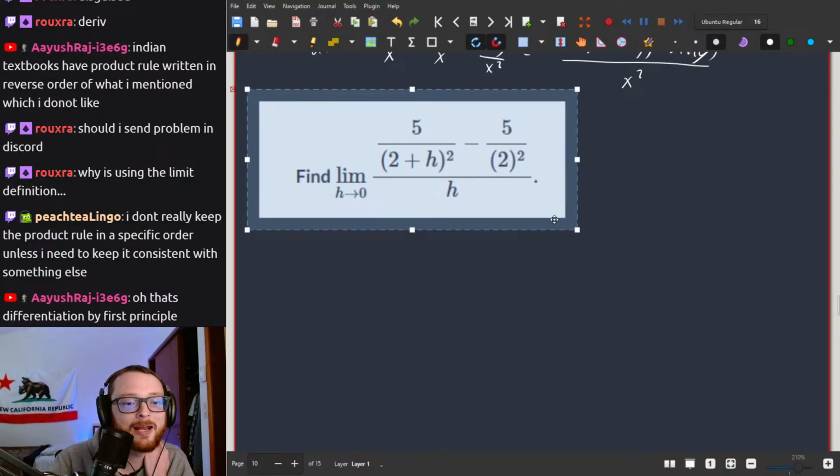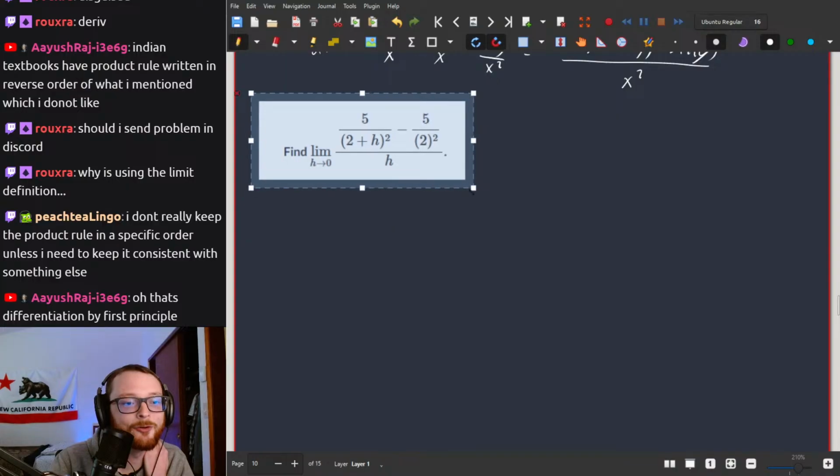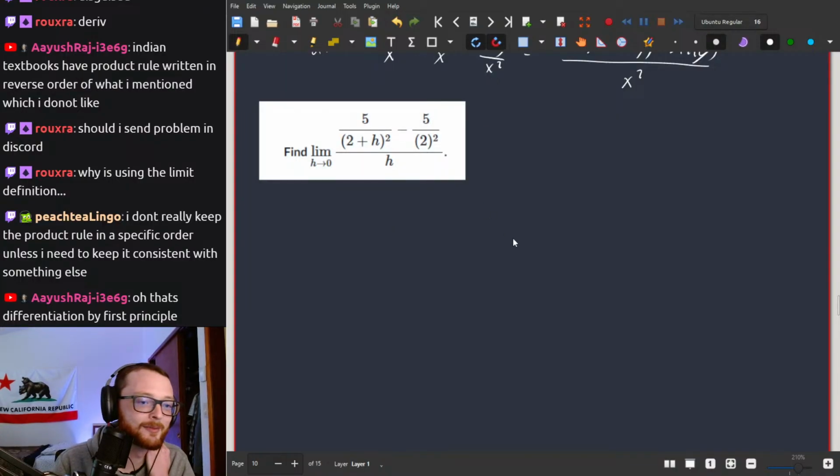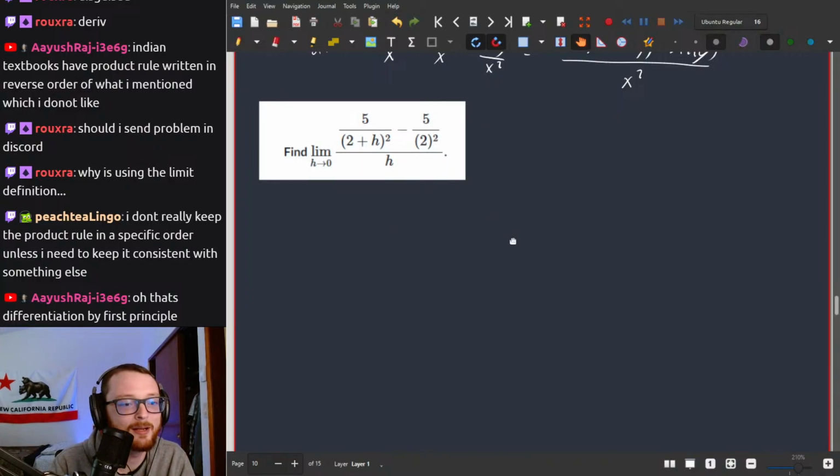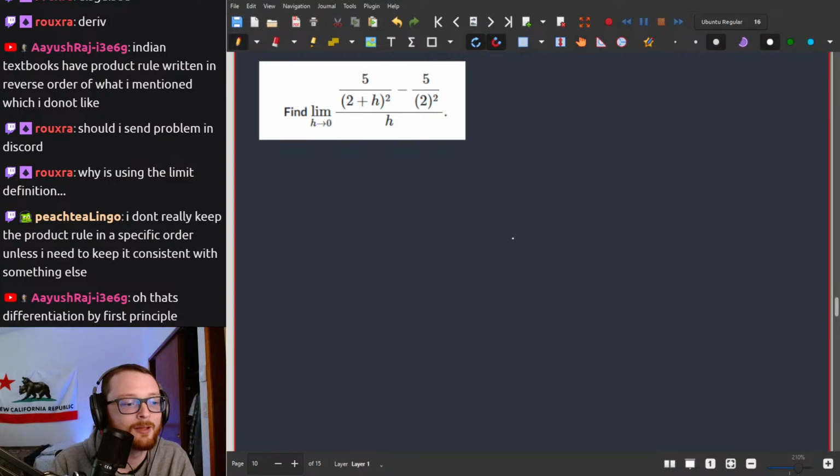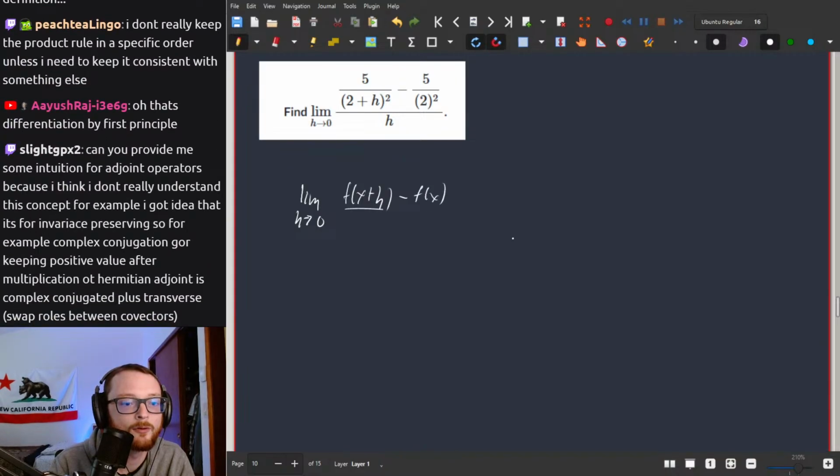So these problems are kind of like trick questions. You don't have to do this limit in this way. But what they're talking about is the limit definition of a derivative, as you say. So limit as h goes to 0 of f of x plus h minus f of x, over h.